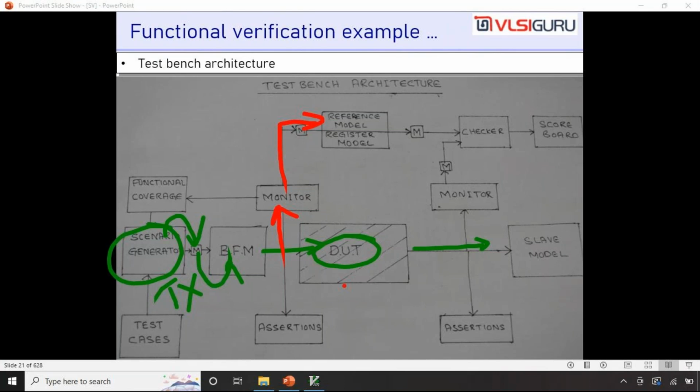DUT and reference model are both the same. Now, if you may ask, if both are the same, then why reference models? The DUT is developed by a design engineer. The reference model is developed by verification engineers. There are two engineers involved.